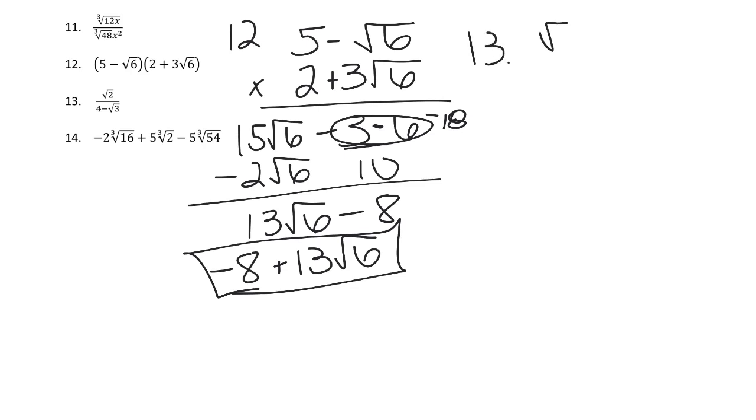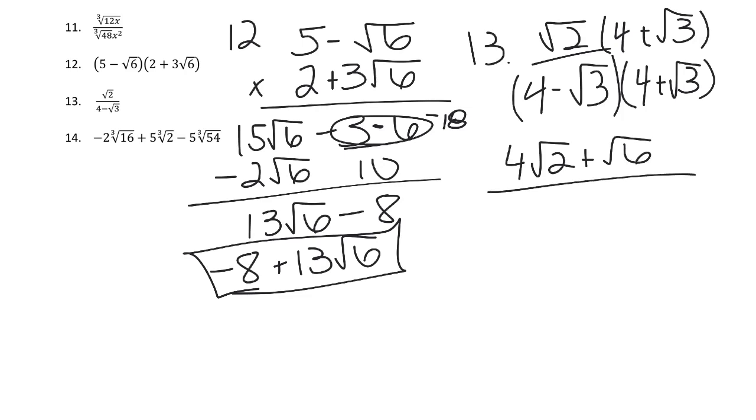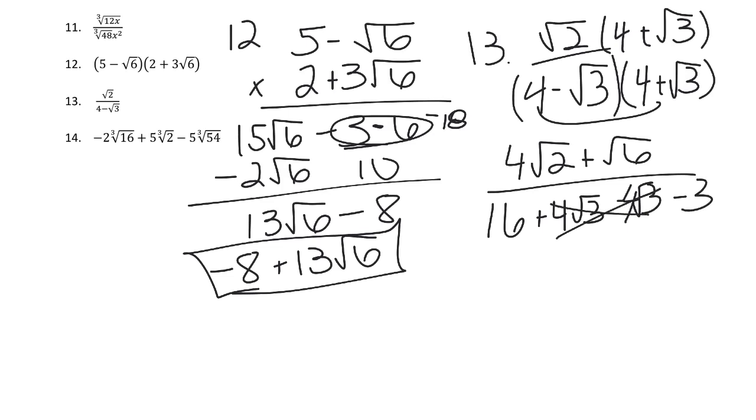Number 13, radical 2 over 4 minus radical 3. We multiply by the conjugate, which is 4 plus radical 3, on top and bottom. Distribute on the top: 4 radical 2 plus radical 6, since radical 2 times radical 3 is radical 6. Multiply out the bottom: 4 times 4 is 16. 4 times radical 3 is 4 radical 3, and negative radical 3 times 4 is negative 4 radical 3. So these cancel, and negative radical 3 times radical 3 is negative 3. So we have 4 radical 2 plus radical 6 over 13.